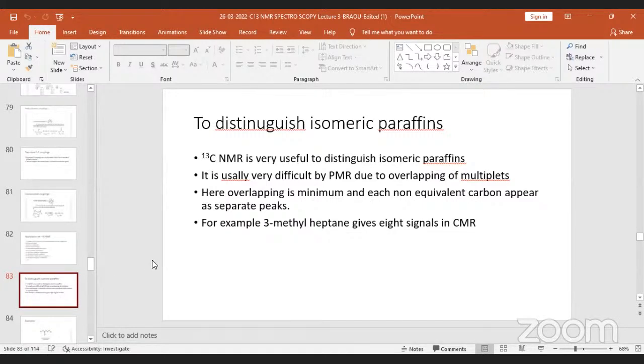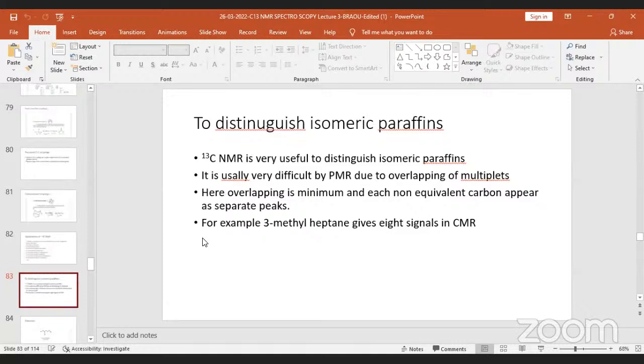So C13 NMR is very useful to distinguish isomeric paraffins. It is usually very difficult. Why? Because, for example, you have n-hexane, methylpentane, so different isomers are there, and all are aliphatic protons. When you take a proton NMR, you will get a second order spectrum and a complex multiplet of proton signals, which you cannot interpret easily, and we will not be able to identify which is which.